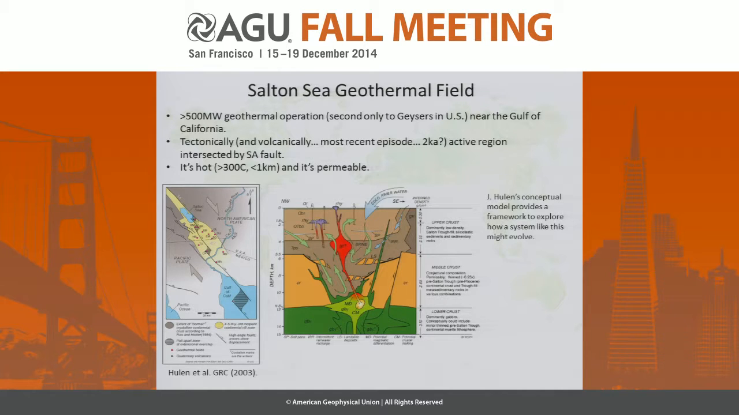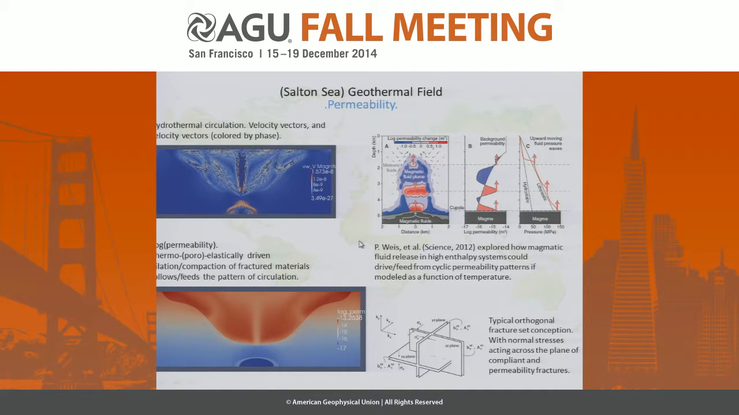And so this is a conceptual idea here by Jeff Hewlin, who put together what he thinks the system looks like. And that provides a framework to explore how it might evolve. So we're taking this idea and it becomes this simple model where we have a trough region that is a higher permeability sedimentary zone, contained within a lower permeability region.